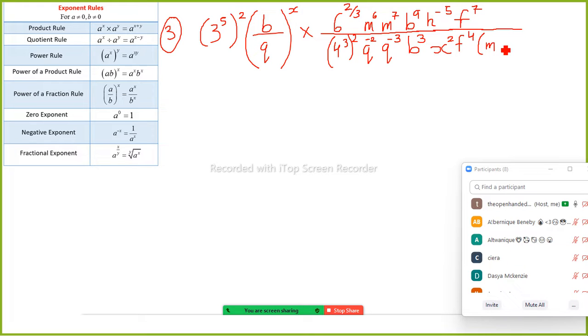I shouldn't use m. Let's move this. So f, p to the power of 5, p to the power of 6, or p to the power of 8.